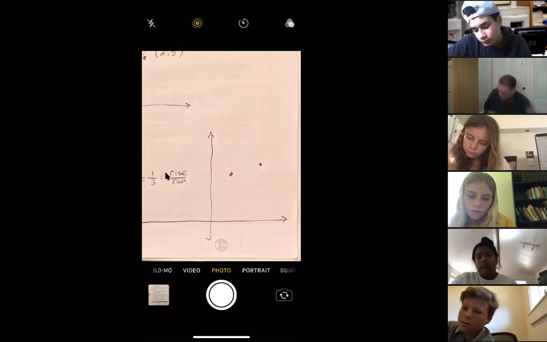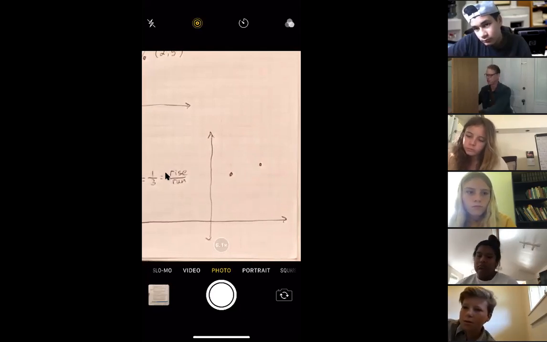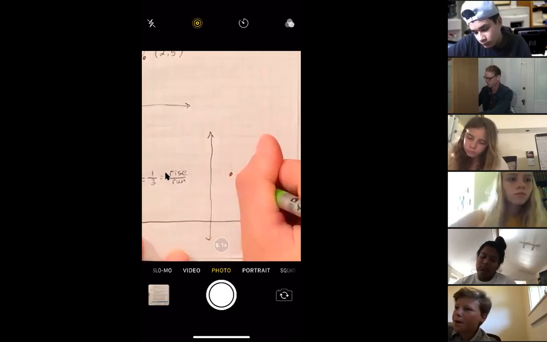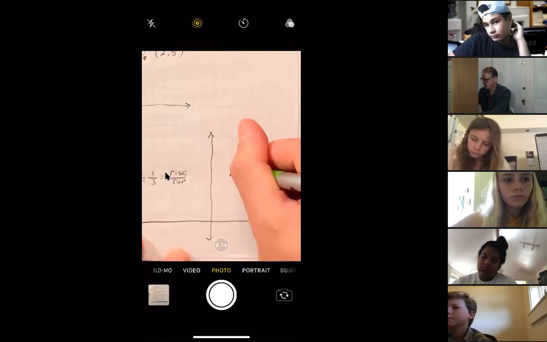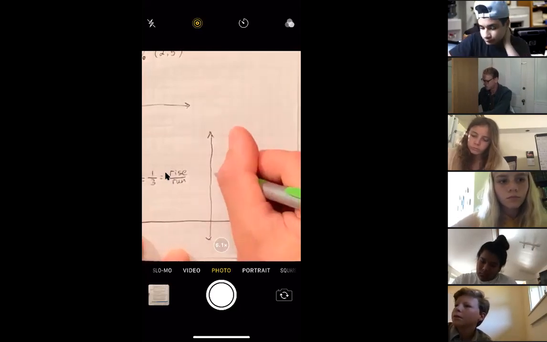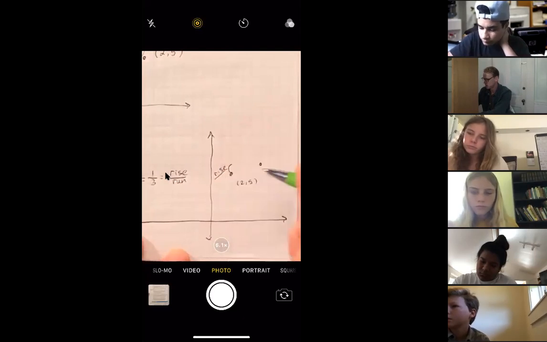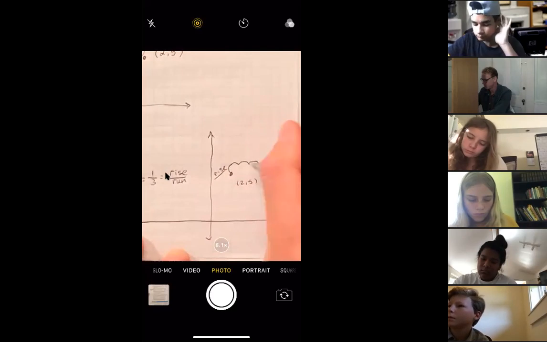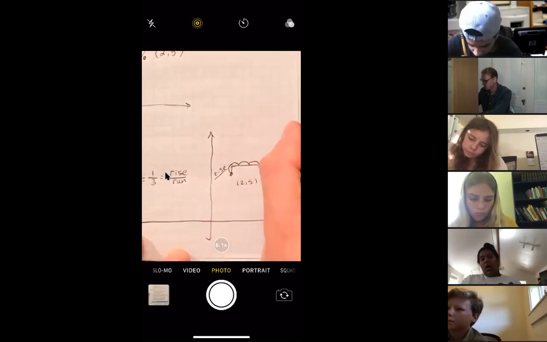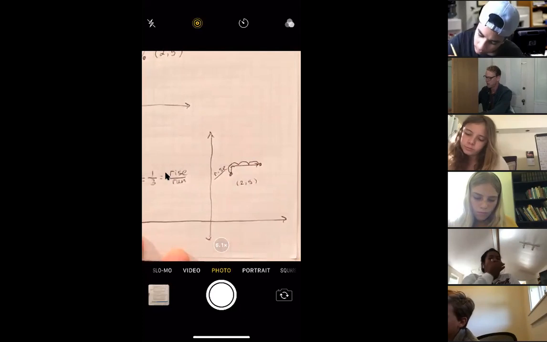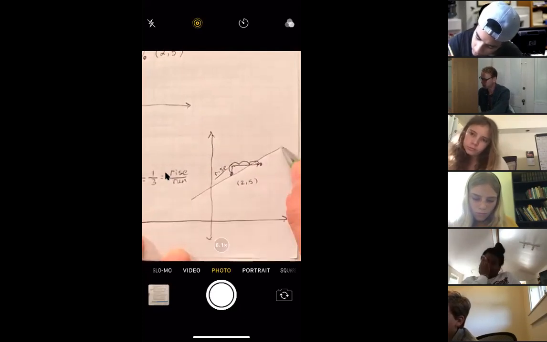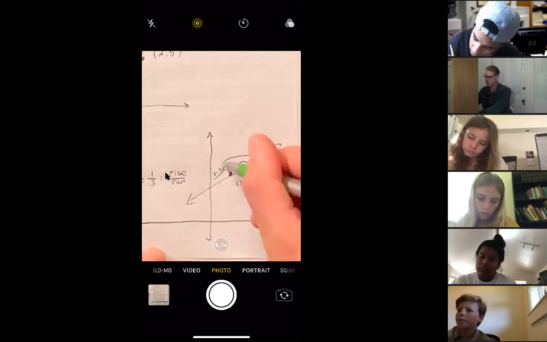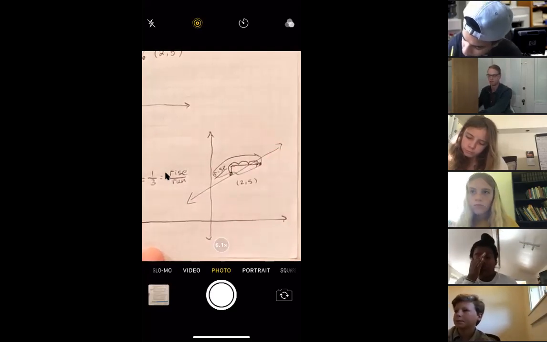So just to recap, how did I get to that second point? Well, I started at my original point, which was 2, 5. I went up 1. This is called my rise. And then I went to the right 3. Up 1, over 3, and I have my second point. And now I can connect those 2 points with a line. This stuff that I just did here, you do not have to do. You can do all that in your head.